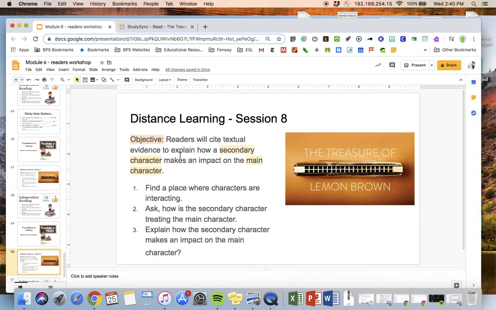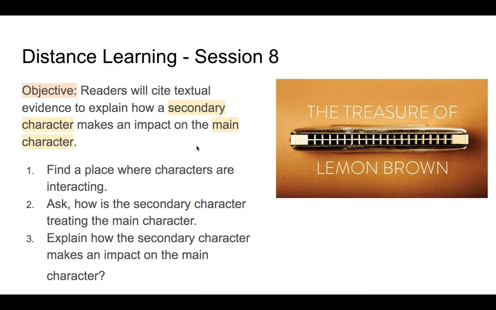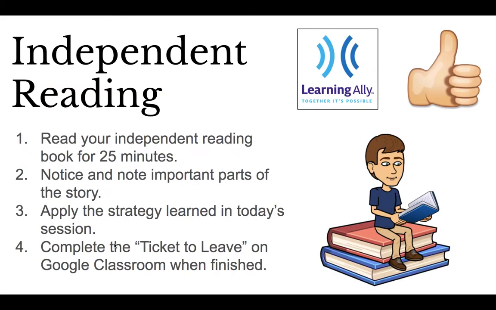Now today, what I would like for you to do is to try out this strategy. You have a main character in your book, and of course you also have secondary characters, and I want you to think about how those characters are making an impact on your main character. So as you're reading, find a place where those characters are interacting. Think about how that secondary character is treating the main character, and then explain how the secondary character makes an impact on the main character.